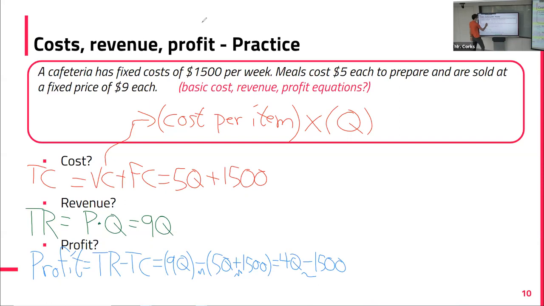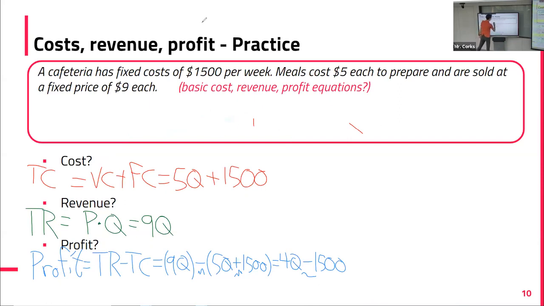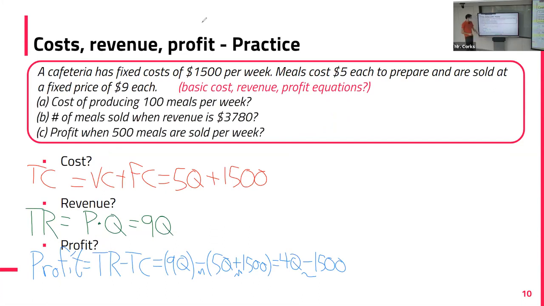So that's just the basic setup for the scenario. So now some actual questions. I'll give you these 3, so please figure out these 3 things. Cost of producing 100 meals per week. If revenue is that much, how many meals sold? And then what is the profit when we sell that much? You have the formulas, put in the values and figure them out. If you're online, you can write your answers into the chat when you have them.